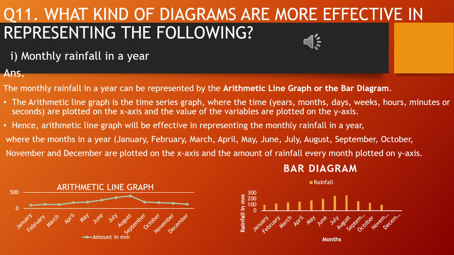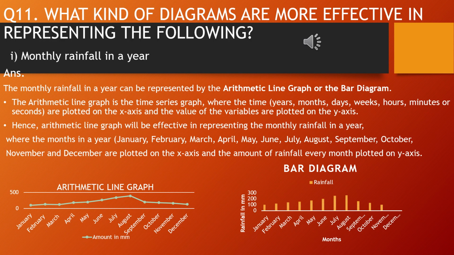The first one is monthly rainfall in a year. The answer for this question will be: the monthly rainfall in a year can be represented by the arithmetic line graph or the bar diagram. The arithmetic line graph is the time series graph where time we know we can take as year, month, days, weeks, hours, minutes or seconds, and they are plotted on the x-axis and the values of the variables are plotted on the y-axis. Hence the arithmetic line graph will be an effective way to represent the data.